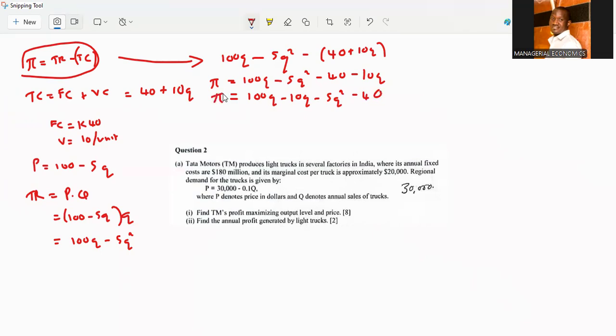So what is the final profit? 100 minus 10 will be what? 90Q. And 5Q squared will remain alone. And 40 will just remain alone. So this is our profit function.